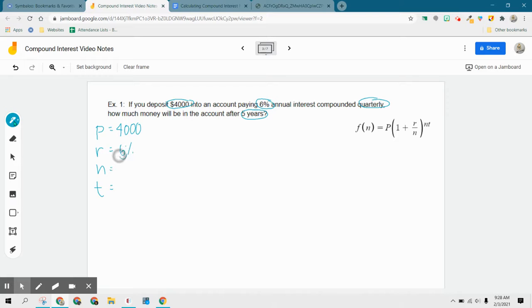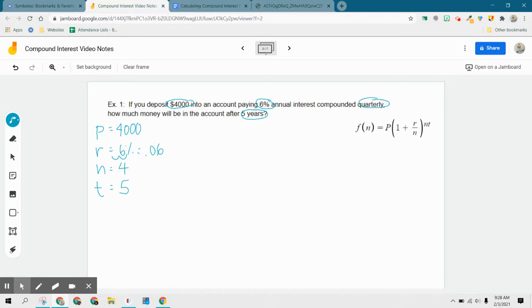You're going to go left 2 spaces. So it is 0.06. All right, N, the amount of times we're compounding. Quarterly means, and you can go back to that table if you need to, 4 times per year. And then our time is 5 years. Make sure your time is in years.